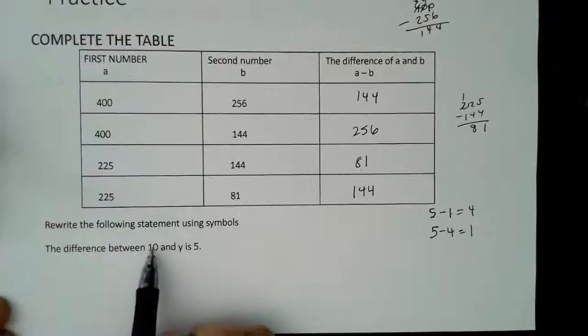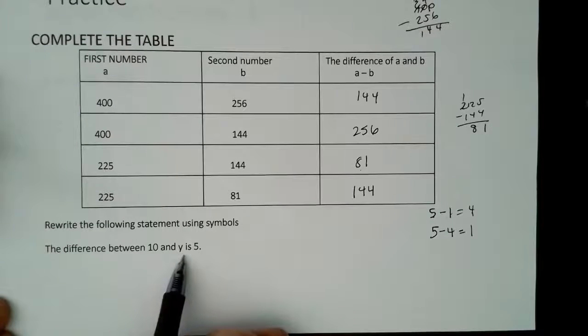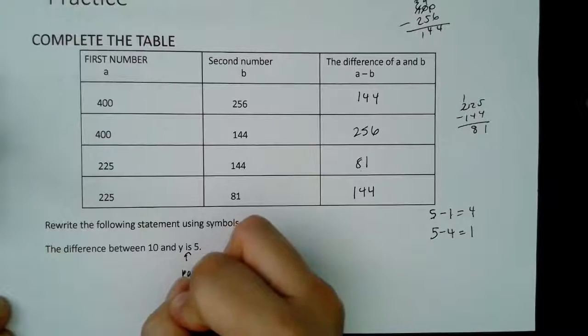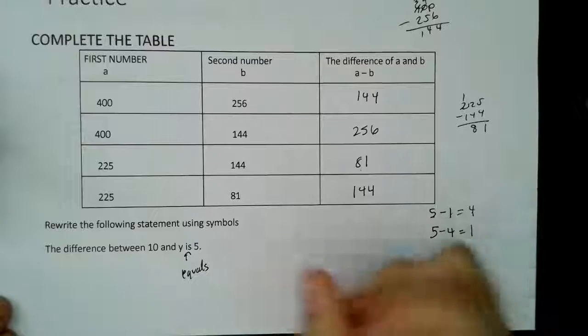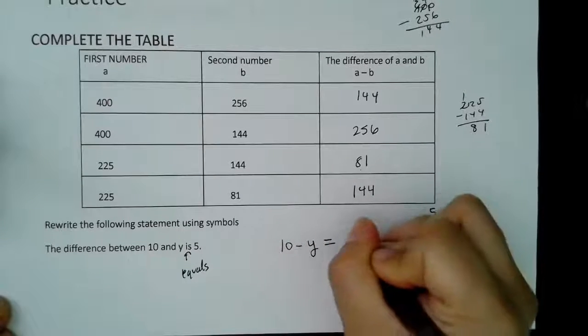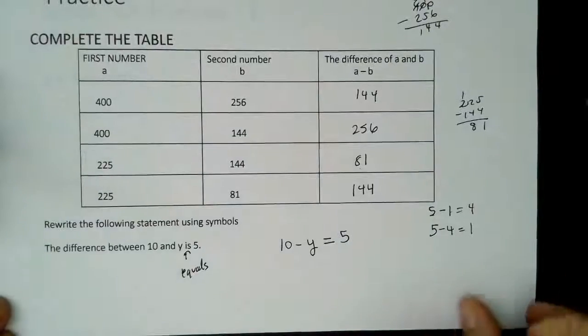Okay, so the difference between 10 and y is 5. Just remember that when you see the word is, that implies equals in the word problem land. So we have the difference between 10 and y is 5. Okay, so that's how we rewrite that.